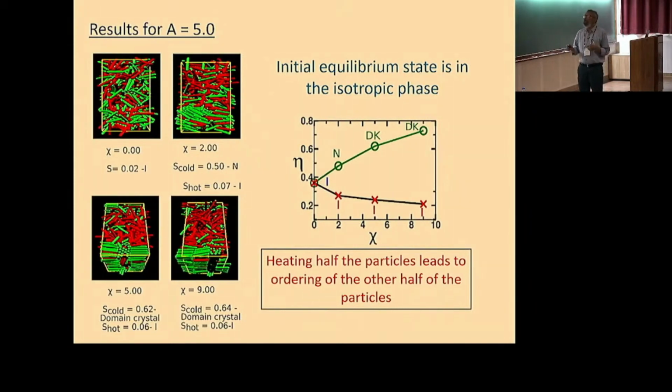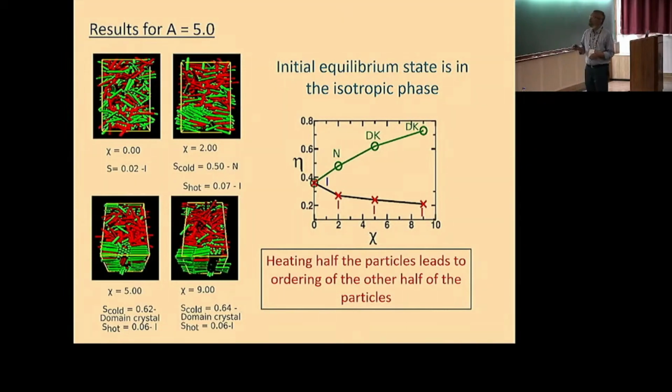For L by D equal to 5, the system without this scalar activity exhibits the isotropic phase, nematic phase, smectic phase, and a crystalline phase. So what we do is take half of the particles and put them in contact with a heat bath at a higher temperature. There are these two colors. The red is where the particles are at low temperature. The green is where they are at a higher temperature.